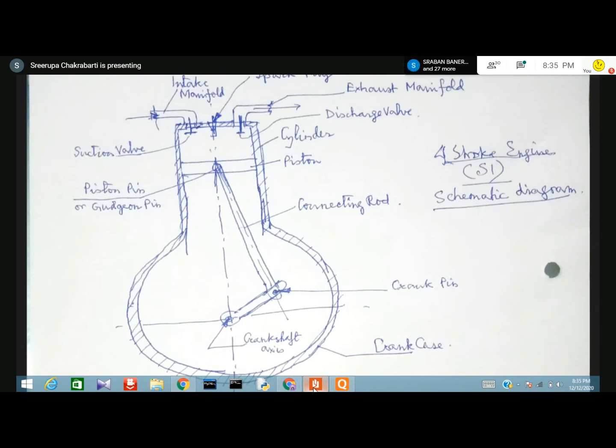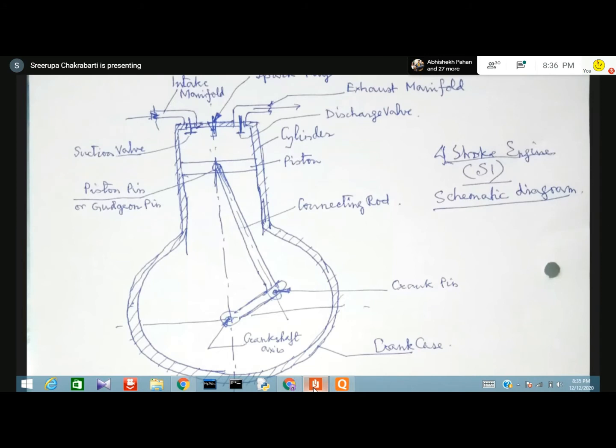But if the axes of the two cylinders are inclined to each other by an acute angle, like 60 degrees or 45 degrees or 90 degrees, as you have said, we call it a V-type engine. One cylinder has an axis, and another cylinder has another axis. These two axes are inclined at an angle, maybe 90, 60 or 120 degrees. That is why it is called a V-type configuration. It is a very good question.